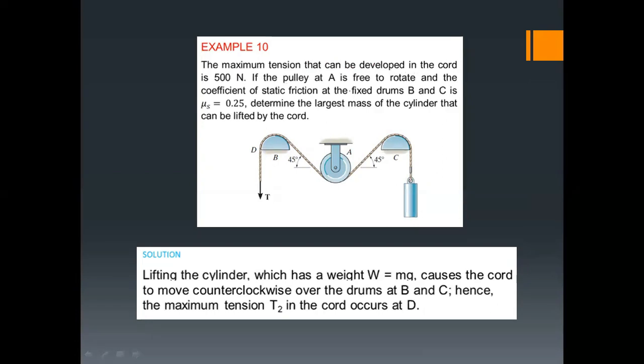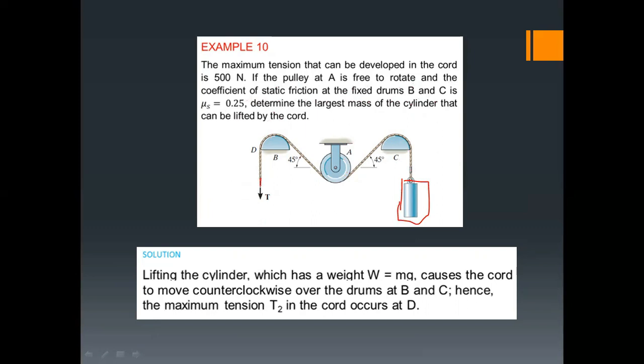So, if the pulley at A is free to rotate, and the coefficient of static friction at the fixed drums B and C is 0.25, determine the largest mass of the cylinder that can be lifted by the cord. So, hinahanap natin is yung mass na kayang buhatin ng ating cord.